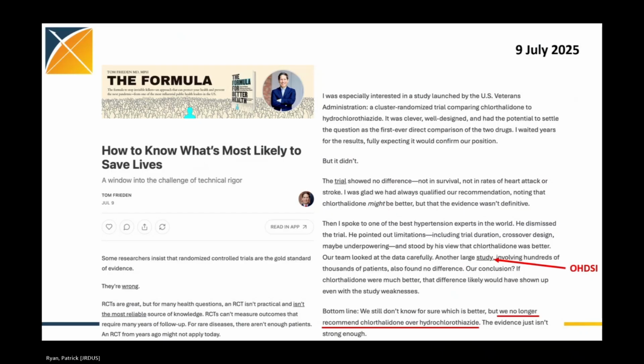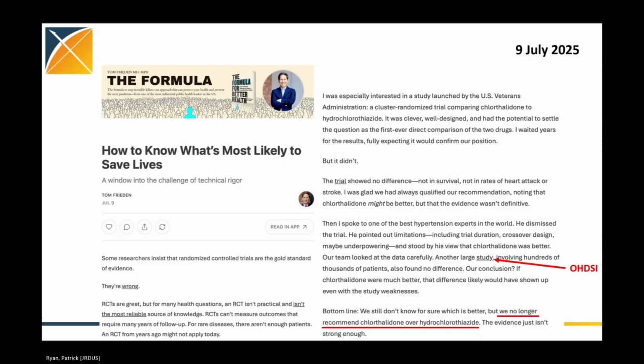Tom Frieden, that same person who wrote the commentary saying we should be careful, actually published this earlier last year, where he basically said, hey, listen, we need to get better at evolving how we interpret evidence. And specifically, he said, I was one of the big proponents for chlorothalidone. I believe that it was better, but now there's enough evidence.